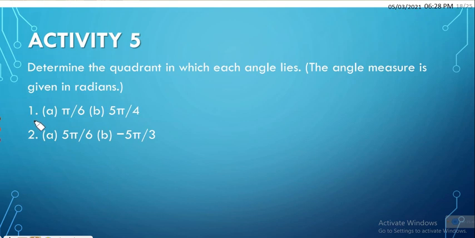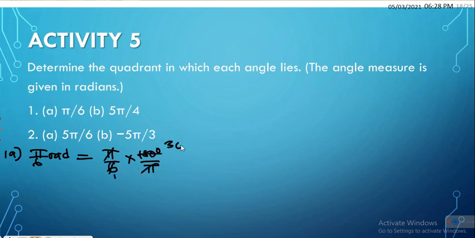Determine the quadrant in which each angle lies. The angle measure is given in radian, so for us to determine the quadrant, we have to convert to degrees. For number 1a, we have pi over 6 radian. So this is pi over 6 times 180 degree over pi radian, and to convert to degrees, we have 30 degrees. So this angle is 30 degree, and that is our first quadrant.